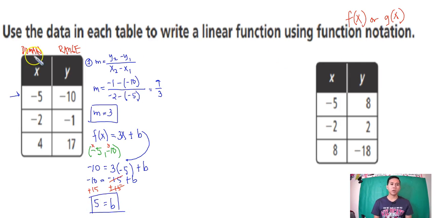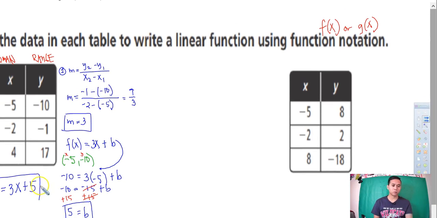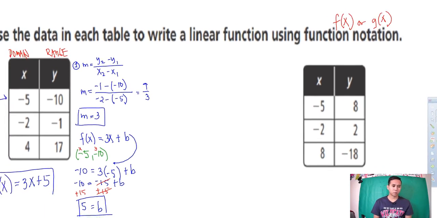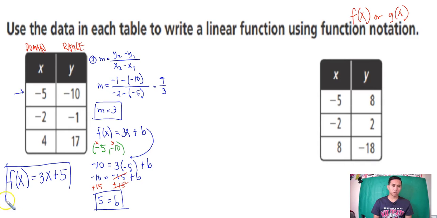But the problem says we have to use the data in this table to write the linear function using function notation. So our final answer would be f of x is equal to the slope, which is 3x, and then plus 5. This is now the function. All right, there you go.